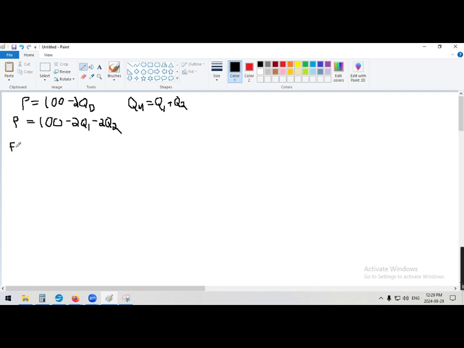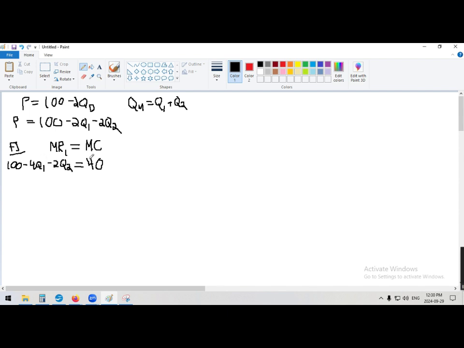So for firm 1, they're going to maximize their profit and set marginal revenue 1 equal to marginal cost. For marginal cost, they have the same marginal cost, which is 40. And then for marginal revenue, we can do the trick by having a linear demand curve. We can just put a 2 in front of their quantity. So here we're going to put a 2 in front of Q1. So that'll be 100 minus 4 Q1 minus 2 Q2.